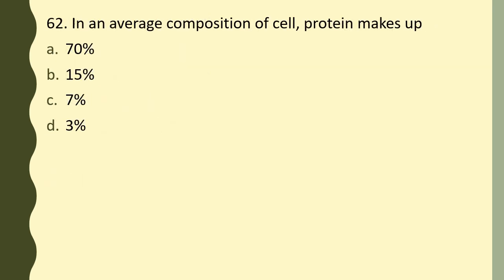Question number 62. In an average composition of cell, protein makes up 70%, 15%, 7% or 3%. The correct answer is option B, 15% of the cell composition.